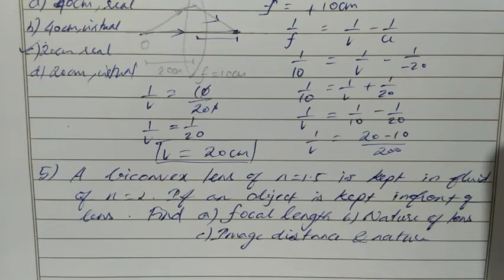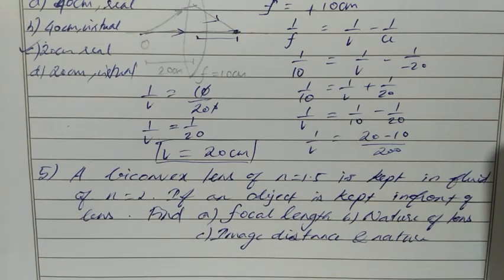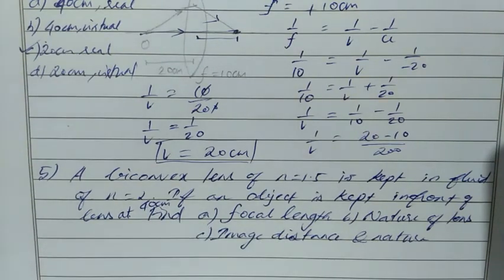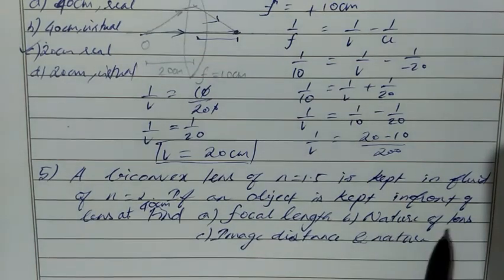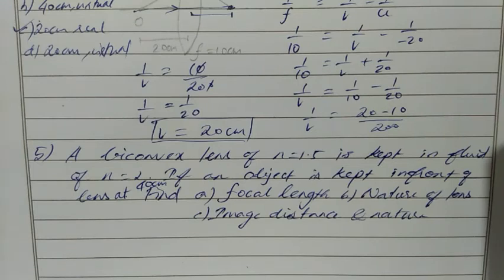Next problem will be your homework. A biconvex lens of refractive index 1.5 is kept in fluid. Refractive index of fluid also given, n equal to 2. If an object is kept in front of lens, okay, at 40 centimeter, object distance also given, 40 centimeter. Find the focal length, nature of lens, image distance and nature. Okay, we have to find the nature of lens also, and image distance and nature of image. Okay, so all the data are given. So write the formula and solve it, post it in group.